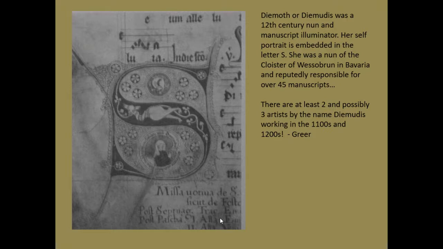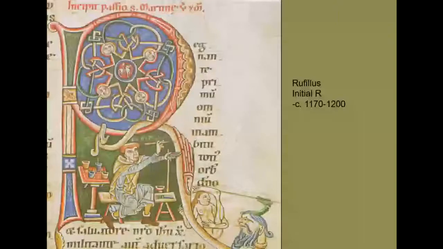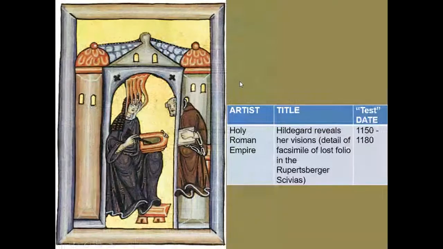There is a self-portrait of her embedded here. Self-portraits are not unusual, as in this case. This is Guda or Gutta. We've looked at a little bit of her work earlier. But again, that kind of obsession with interlaced decoration and the combination of animal and human forms continues.